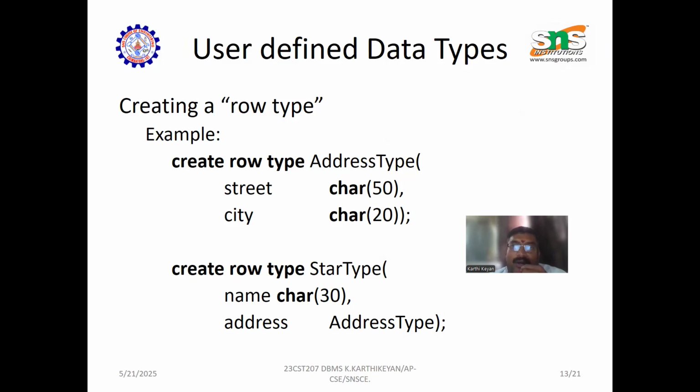Using MySQL or Sybase or SQL, Oracle for example. So create a row type, star type, open bracket, name character 30, address of type, and closing bracket. The same condition can be worked out in SQL. It is easily executed, but different from an object-oriented database.